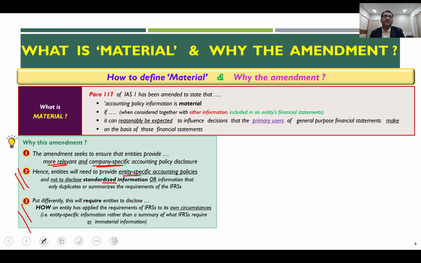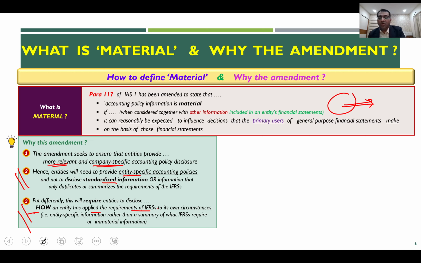So in other words, this particular amendment will now require entities to disclose how the entity has actually applied the requirements in a particular accounting literature. So suppose, for example, impairment. Now how the impairment policy has actually been implemented by the entity in its specific circumstance. And when we come to the fag end of this discussion, I will demonstrate to you by way of illustrative disclosure in the financial statements how the entity has applied, in my example, the impairment related disclosures, right?